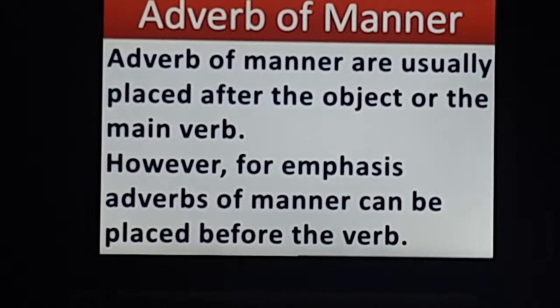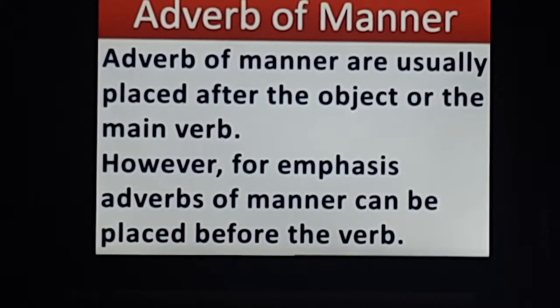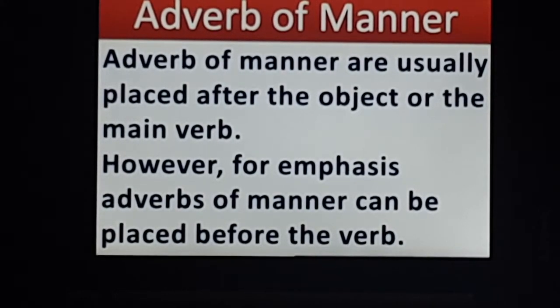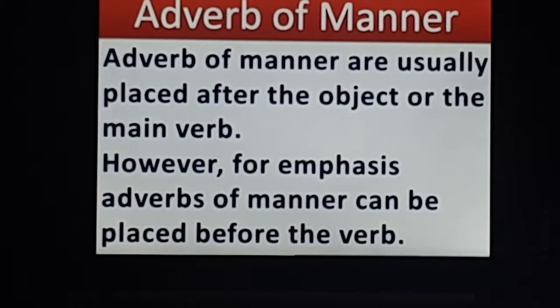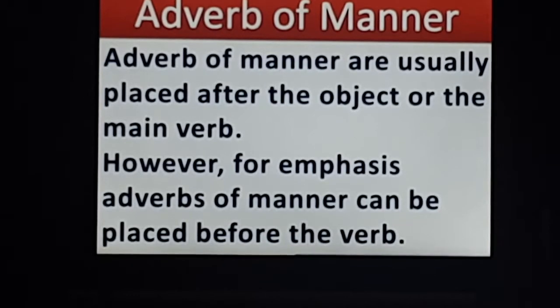Adverbs of manner are usually placed after the object or the main verb. So what does it mean? Adverbs of manner are usually placed after the object. As you know, the object of a sentence or a verb is a noun or a pronoun on which there is effect of the action or on which the action is done. So adverbs of manner are usually placed after the object in a sentence or after the main verb.